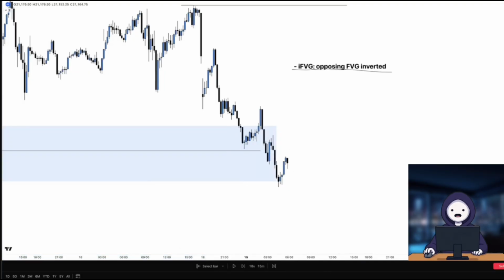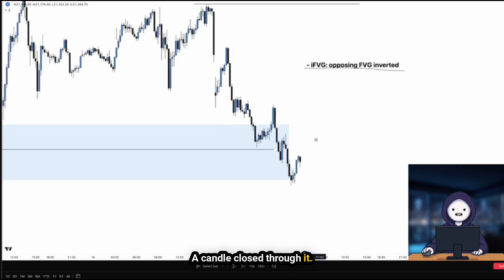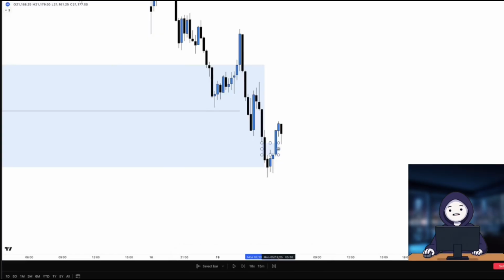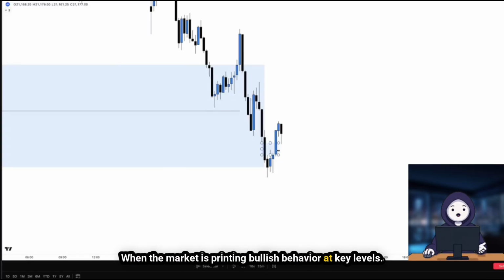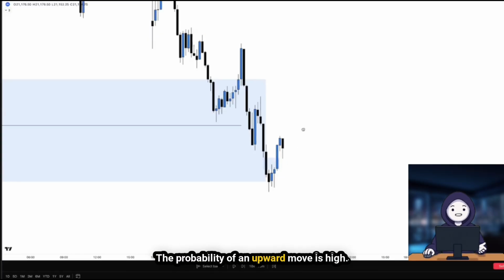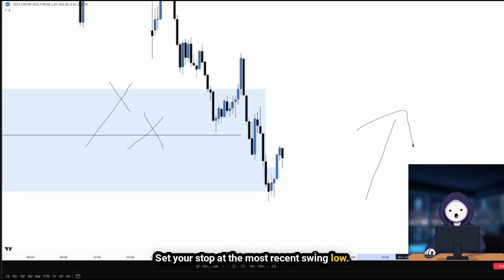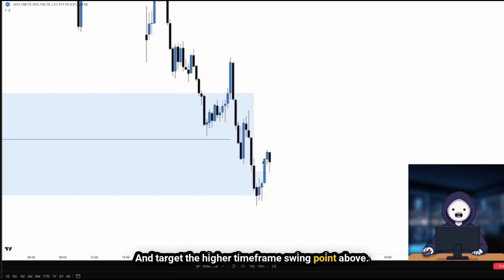Notice right here, there was a fair value gap. And then what happened? A candle closed through it. That tells you the market is responding in a bullish way, because if it were truly bearish, that closure would not happen. When the market is printing bullish behavior at key levels, the probability of an upward move is high. So at the close of that candle, you could place your long entry, set your stop at the most recent swing low, and target the higher timeframe swing point above.